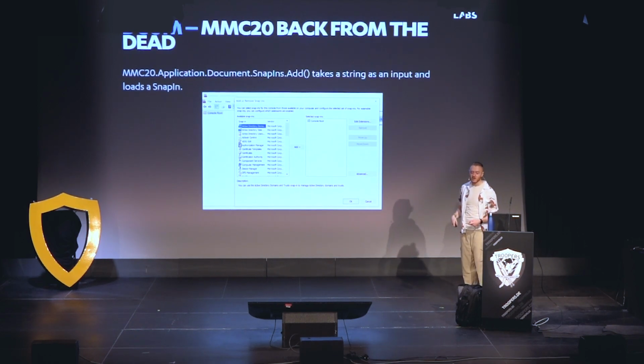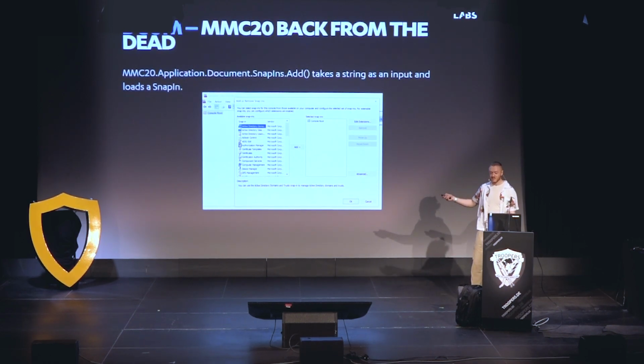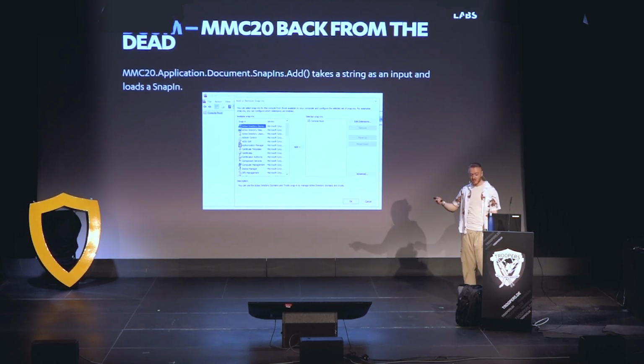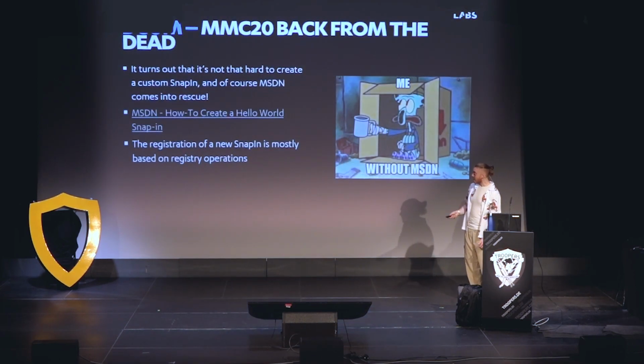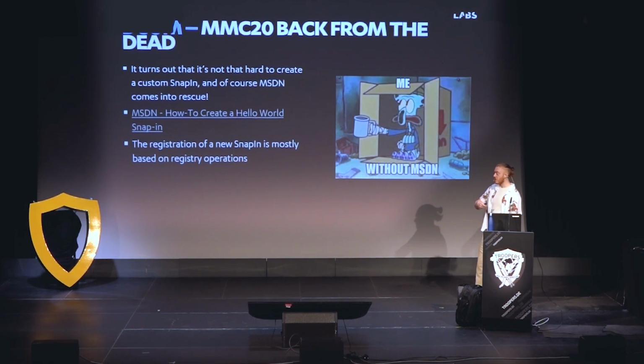So from a remote host, you can create an MMC instance, a management console instance that's hidden from the user, and you can programmatically load snap-ins. Now you might think, what is the use of this? Load certificates? No, there is something more interesting we can do with that. Turns out that creating snap-ins is something that you can do. So, you can just create your own custom snap-in. And Microsoft is kind enough to provide us with all the templates that we need to do that.